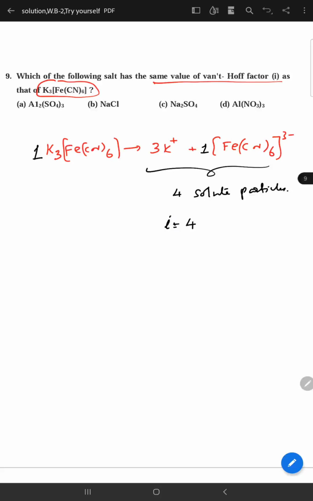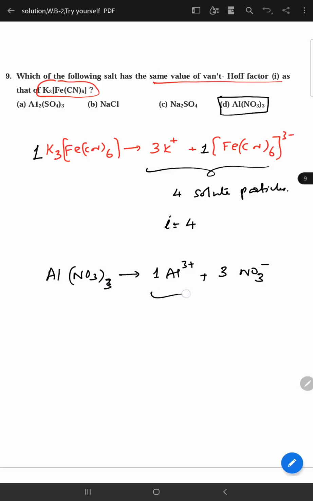So in which of the following will the Van't Hoff factor be 4? Definitely it should be the fourth option. What is there in the fourth option? Aluminum nitrate. When it dissociates, you will get 1 mole of aluminum ion plus 3 moles of nitrate ion. So totally here also you will get 4 moles of solute particles. Therefore the Van't Hoff factor will be 4 in this case also. So the ninth one, option 4 is the correct answer.